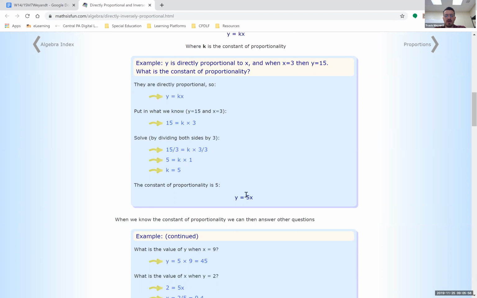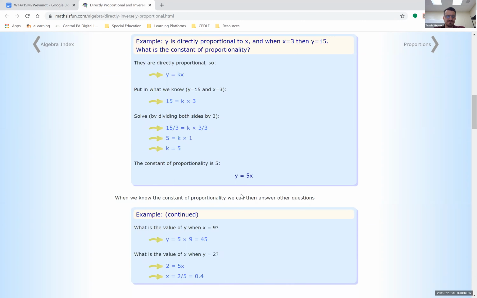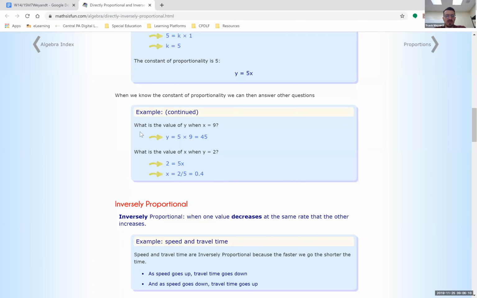And that 5 becomes my constant throughout the entire problem or whatever I'm working on with that table. That becomes your equation, okay? And again, what we can do then is, what is the value of y when x equals 9? Well, I can use my constant equation up here, plug 9 in for x, and get y equals 45. Or I can do the complete opposite and say, if I give you a y of 2, what would x be? Well, if we divide by 5 on both sides, x equals 2/5 or 0.4. So once we have that constant, that's going to help us solve for other numbers.